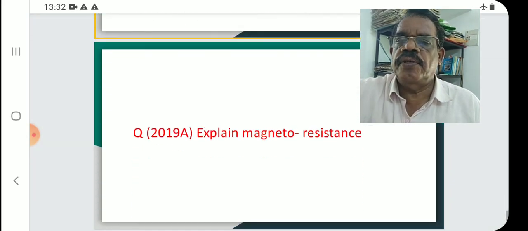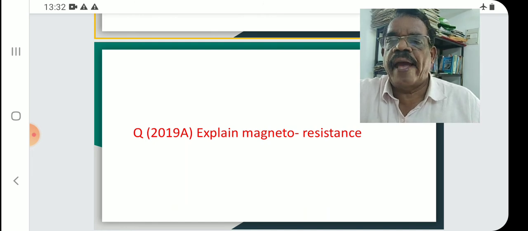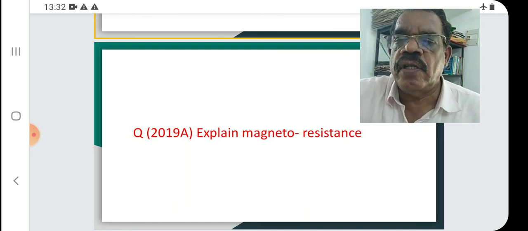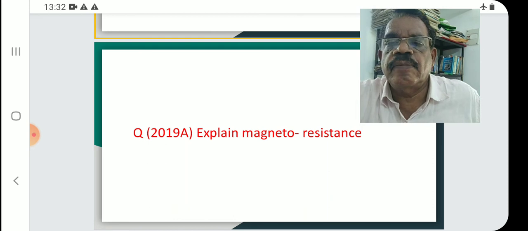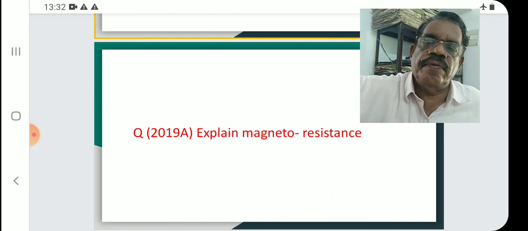And the question is, it is a 2019 April question, Kerala University. The question is: explain magnetoresistance.